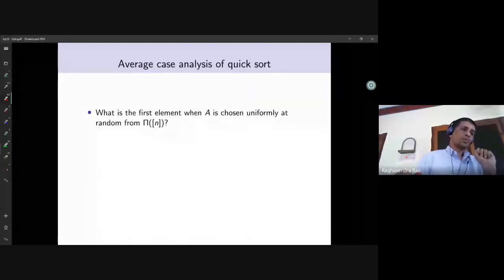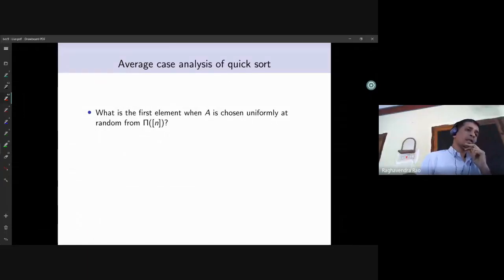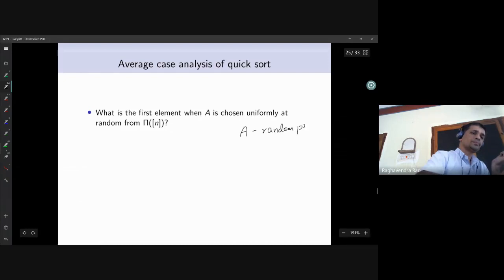So now let's establish the connection. Suppose A is chosen uniformly at random. That is, A is a permutation of 1 to n. Now what is the first element? Let's try to understand that. If I choose A as a random permutation of 1 to n.